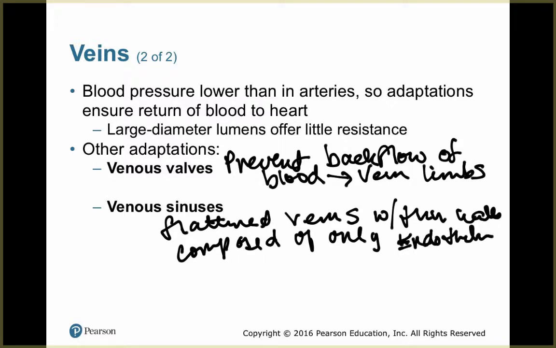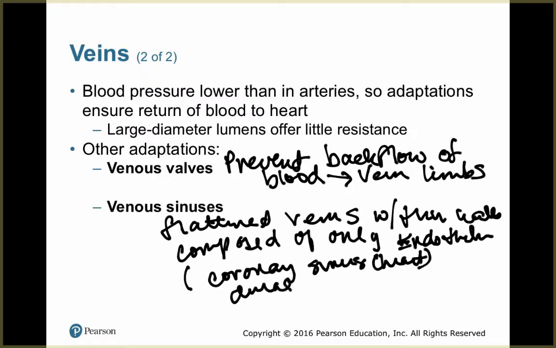And examples of where you're going to find these, that essentially help to bring blood back, are the coronary sinus of the heart and the dural sinuses of the brain. And here you can see these things are much closer to the heart than the extremities are.